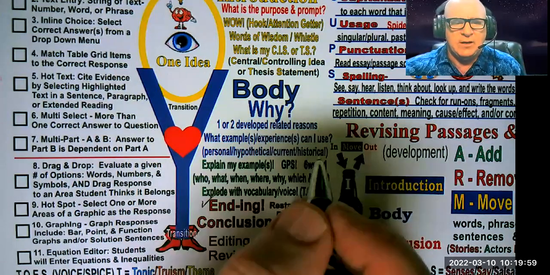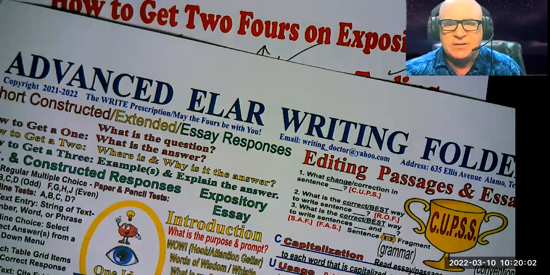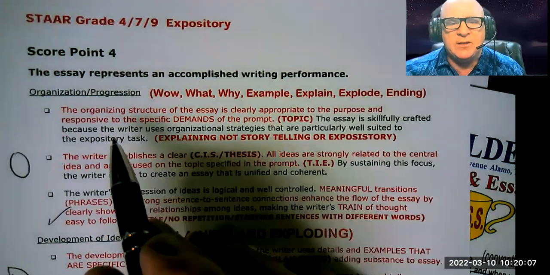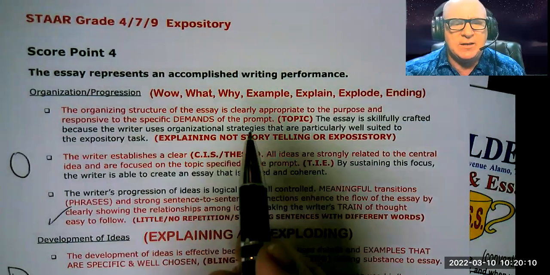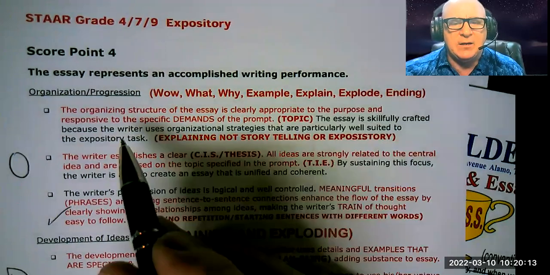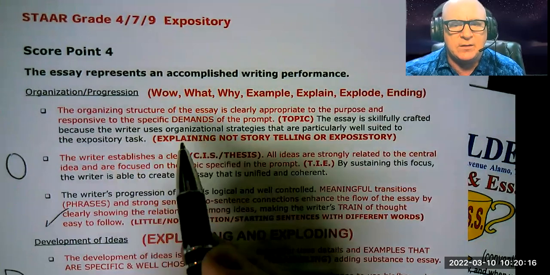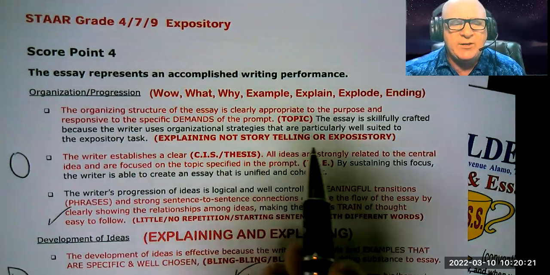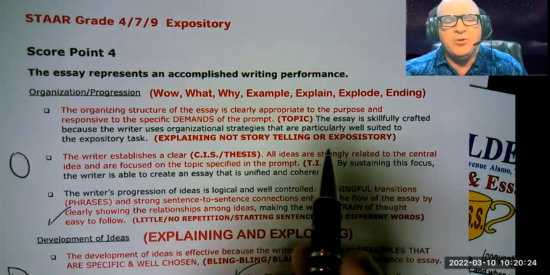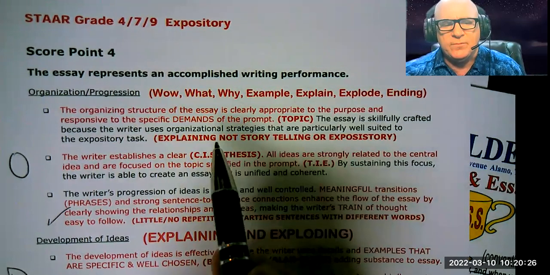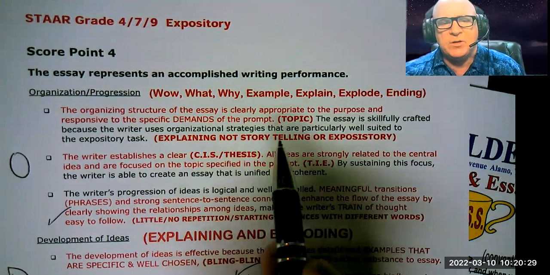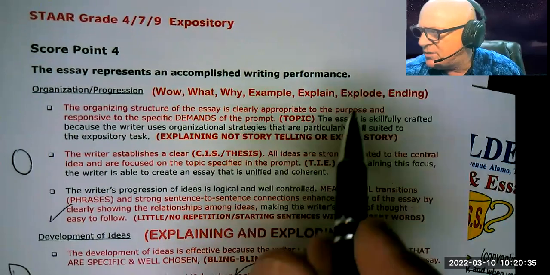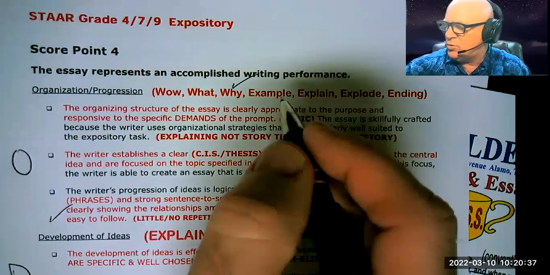Because it says in the organization section, the essay is skillfully crafted because the writer uses organizational strategies that are particularly well suited to the expository task. So explaining, not storytelling, okay? Or what I call expository. So one way to at least get a 2 is, are you giving the reader reasons? And are you giving them examples of what you mean? Are you giving them reasons why? And are you giving them examples for what you mean?